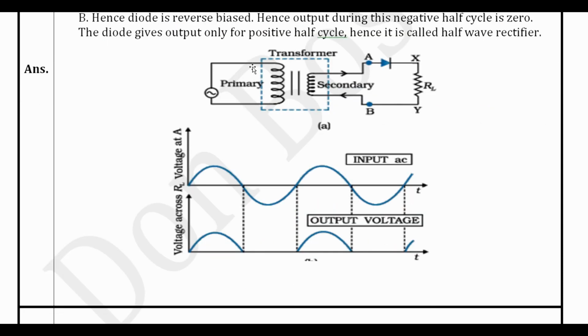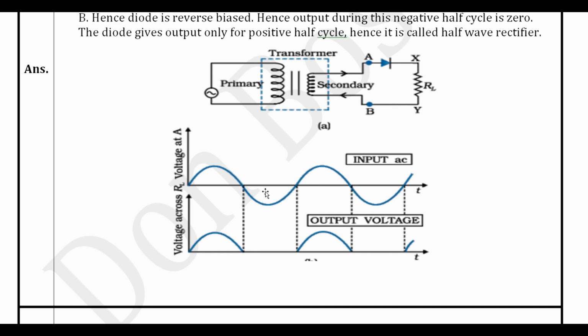So a rectifier consists of all these things. You have to also write input and output waveforms. This is the input waveform, this is the output waveform. So there is a source of AC connected to the primary of the transformer. Across the secondary a diode is used and across the diode a load resistance RL is connected. You have to write down this figure and also these waveforms.